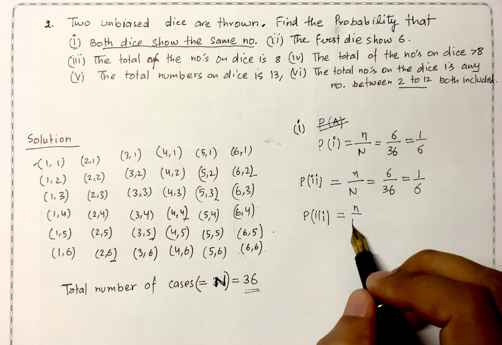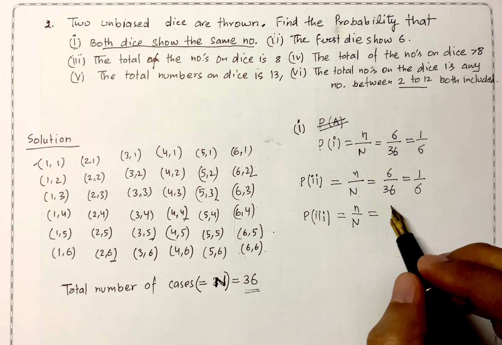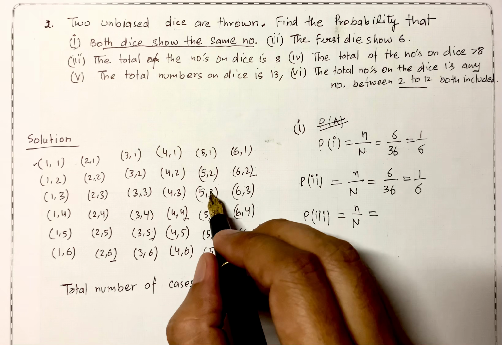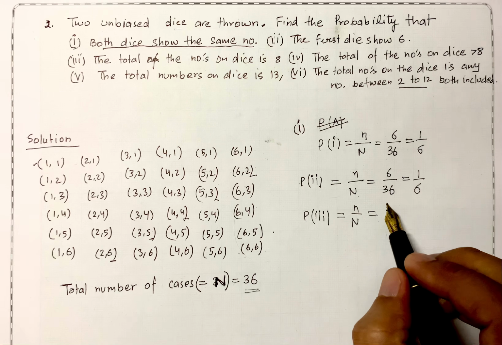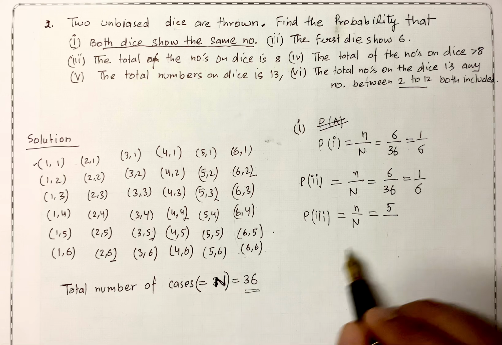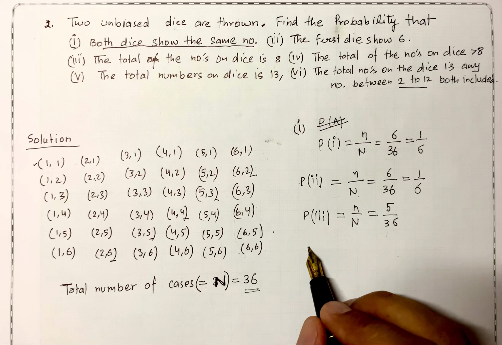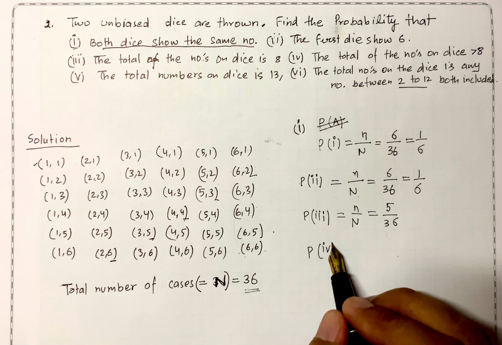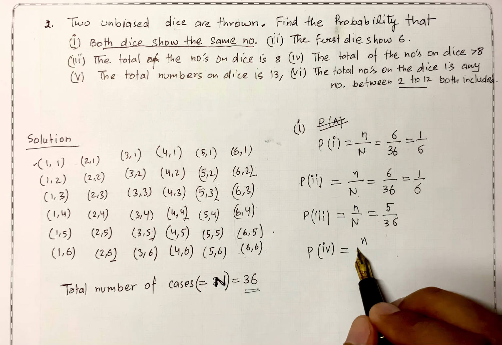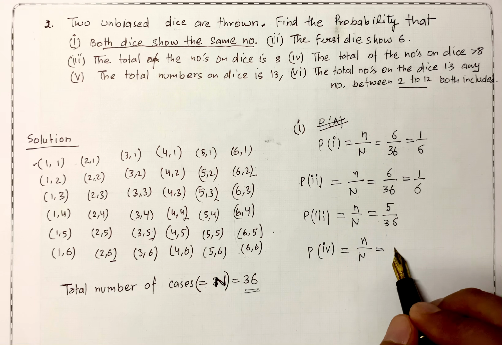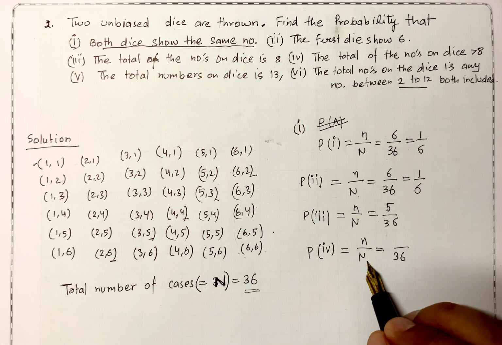So capital N, small n by capital N. This time I have 5 favorable cases where the total is 8, divided by the total number of cases, which is 36. Let's see the probability of the fourth to happen. Again it is n by N. Of course small n is going to change, capital N is going to remain 36.